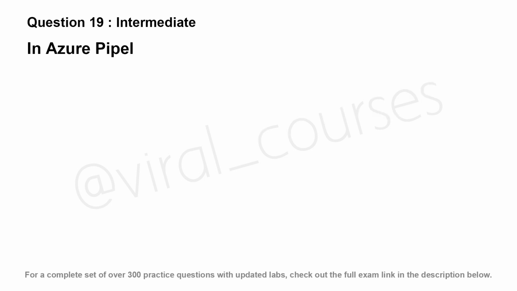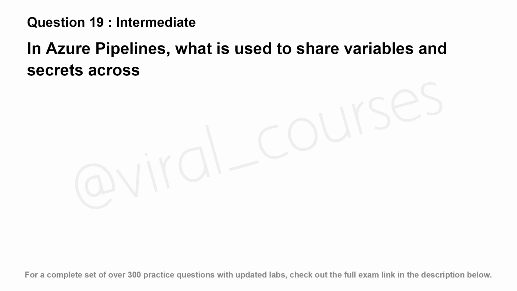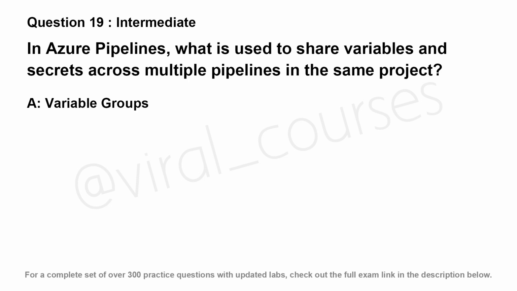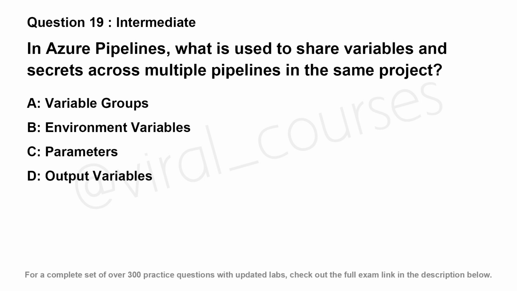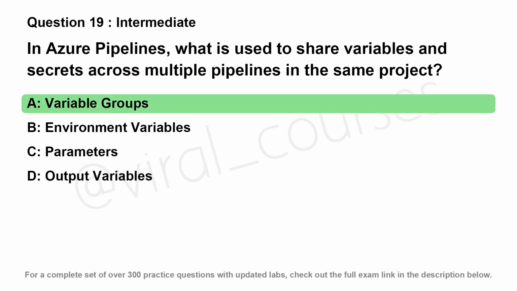In Azure Pipelines, what is used to share variables and secrets across multiple pipelines in the same project? Option A, variable groups. Option B, environment variables. Option C, parameters. Option D, output variables. The correct answer is A.